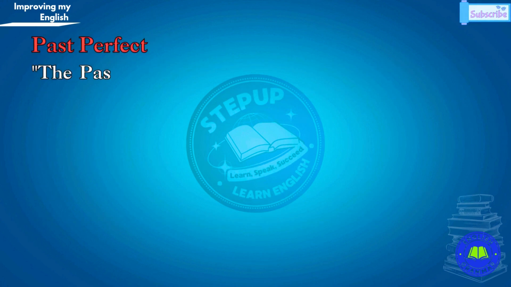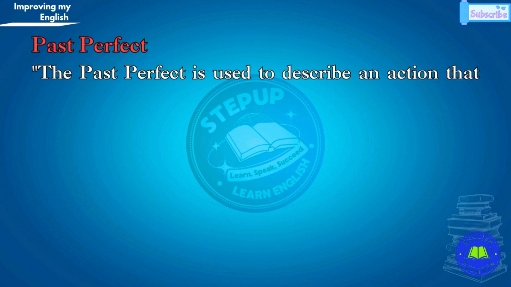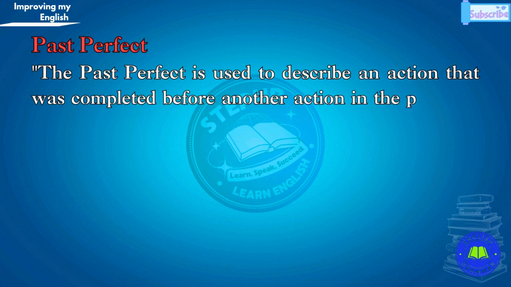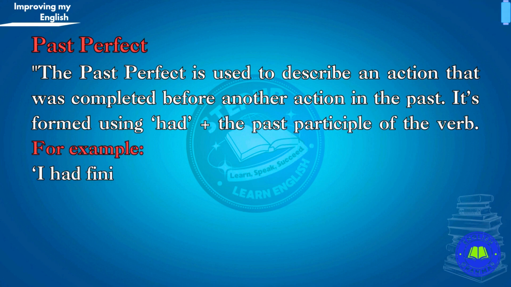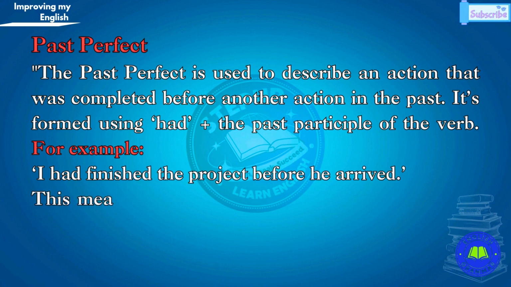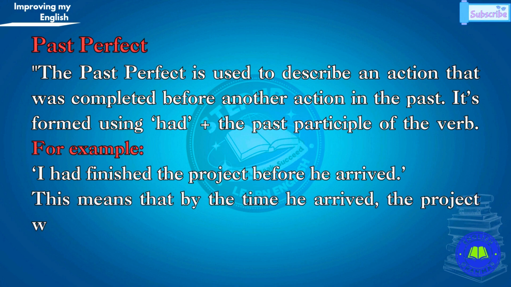Past perfect. The past perfect is used to describe an action that was completed before another action in the past. It's formed using had plus the past participle of the verb. For example, I had finished the project before he arrived. This means that by the time he arrived, the project was already done.